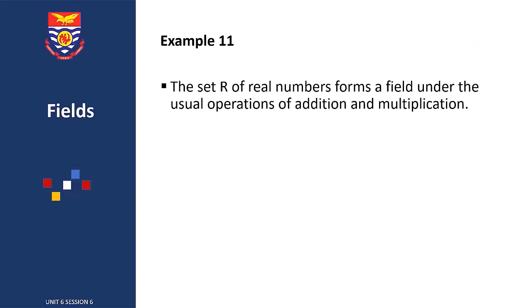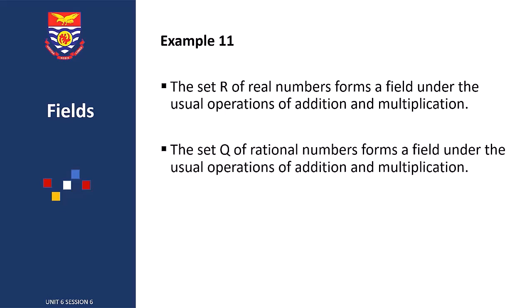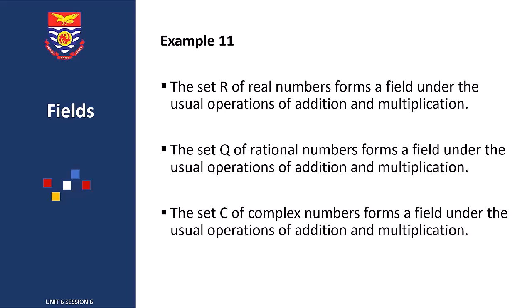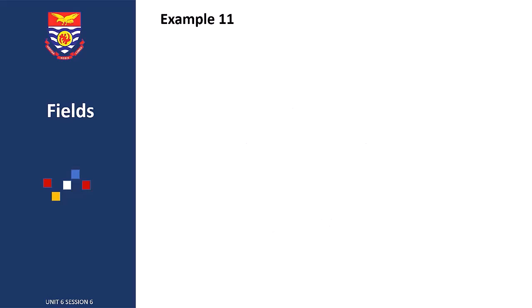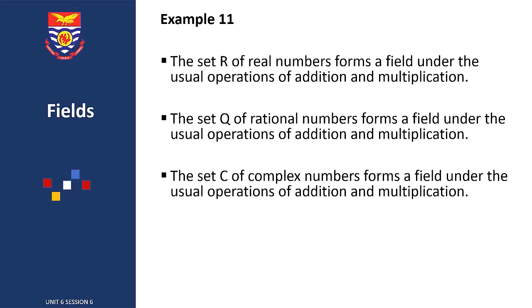Example 11. The set R of real numbers forms a field under the usual operations of addition and multiplication. How? Also, the set Q of rational numbers forms a field under the usual operations of addition and multiplication. Explain that. Also, the complex numbers under addition and multiplication. Just explain it to yourself. Okay, that's a repetition.